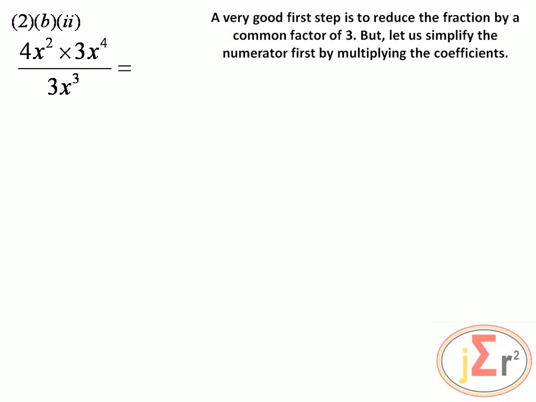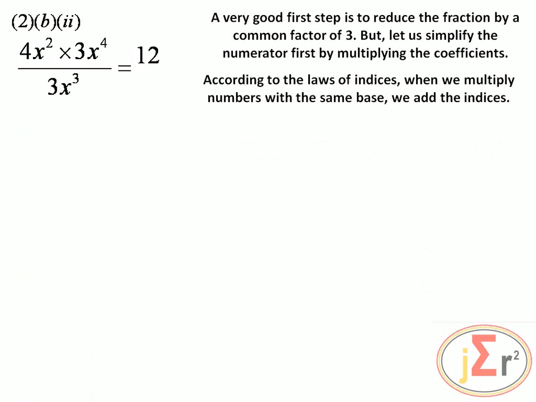We also need to simplify that algebraic expression, which is comprised of algebraic terms and also a particular letter or symbol with indices. A very good first step is to reduce the fraction by a common factor of 3. But let us simplify the numerator first by multiplying the coefficients. So 4 3s, 12. Next, according to the laws of indices, when we multiply numbers with the same base, we add the indices.